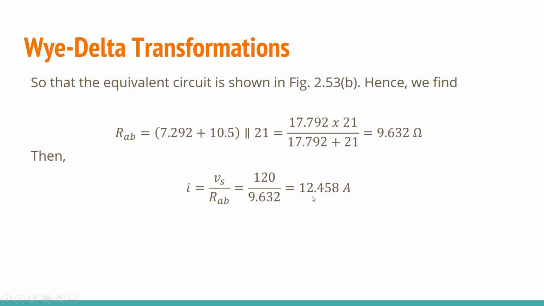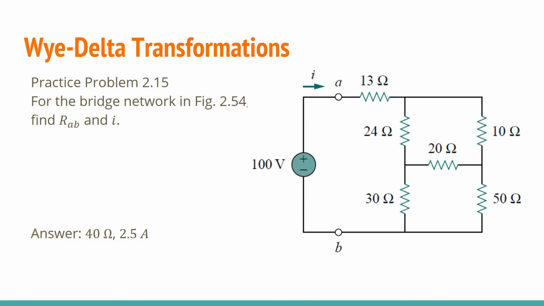Okay, so the current is 12.458 amperes. 120 divided by 9.632 equals 12.458. Okay, so we got the answer. So, another practice problem for you to solve.